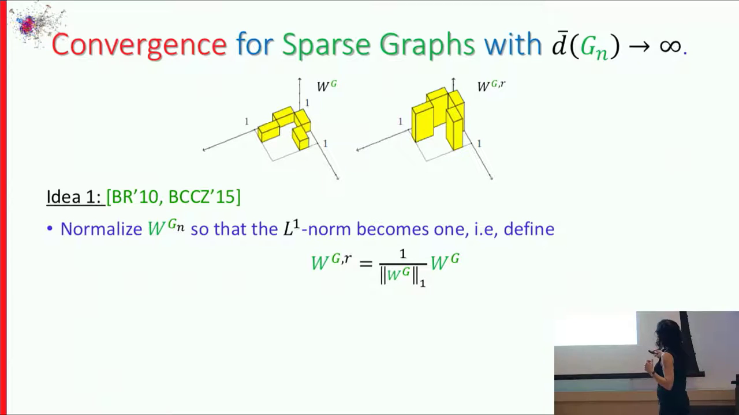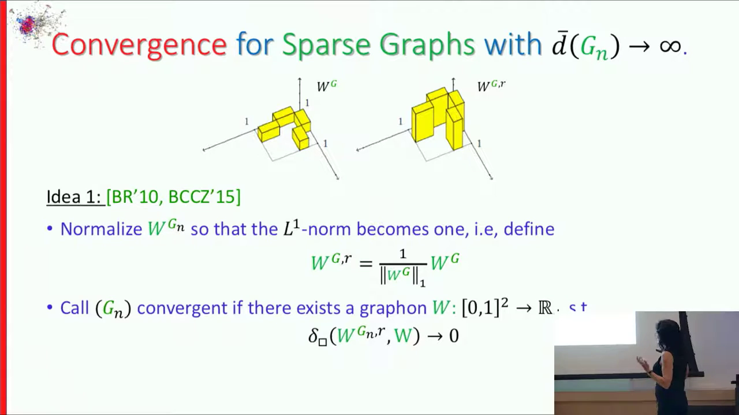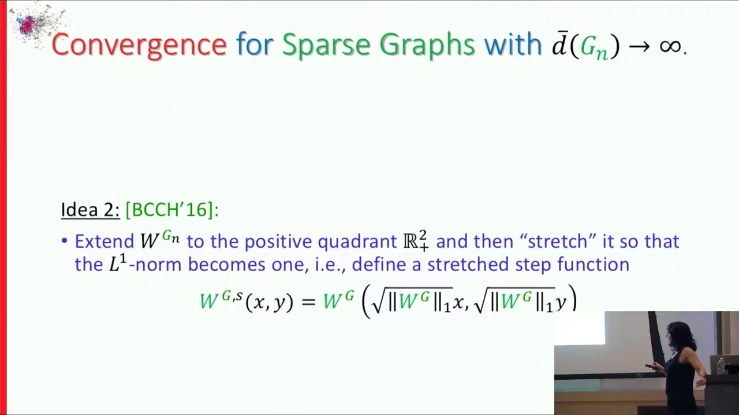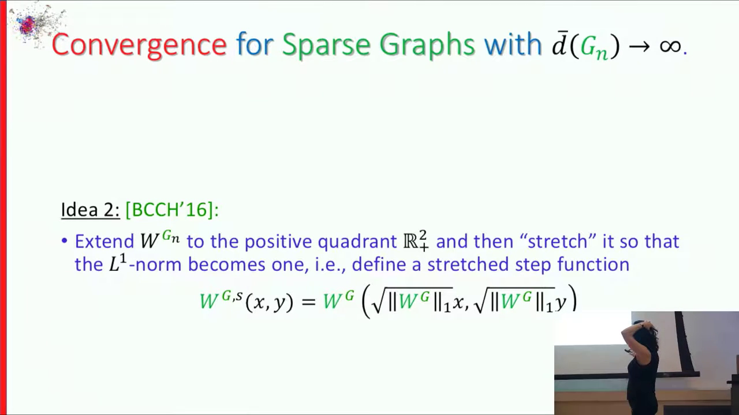So here's a picture. Take these, divide through by the density, okay, and then call it convergent if this thing which is normalized converges, okay? Leads to generalizations of many of the results of dense sequences. There's another thing that we could do, which we did with Henry Cohn and Nina Holden, who's a student at MIT right now, and Borgs, Chayes, Cohn and Holden; Veitch and Roy did a similar thing at the same time.